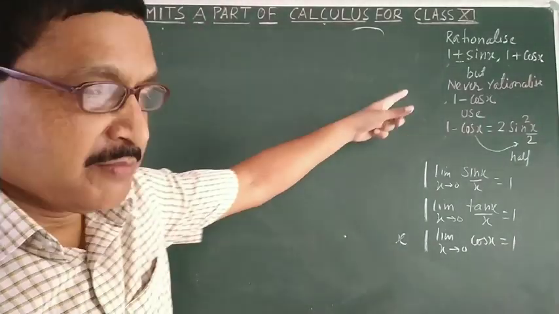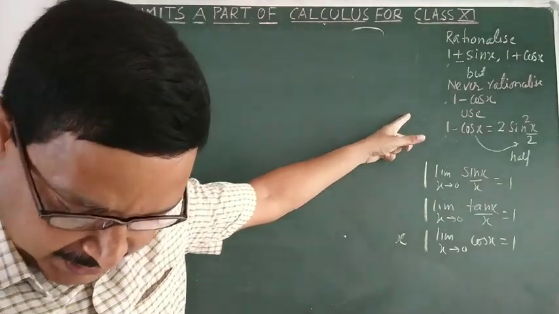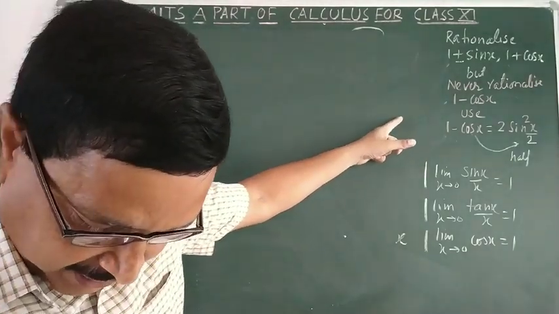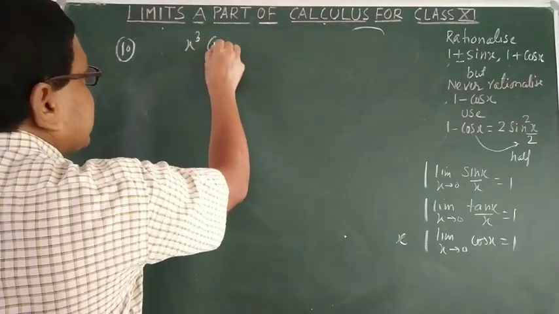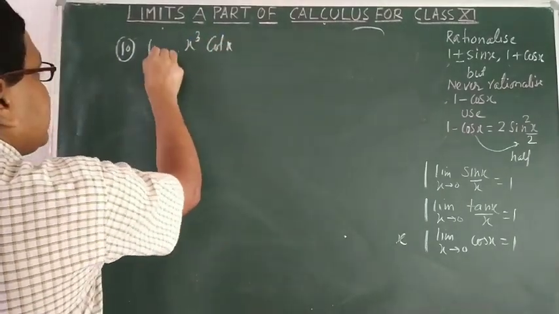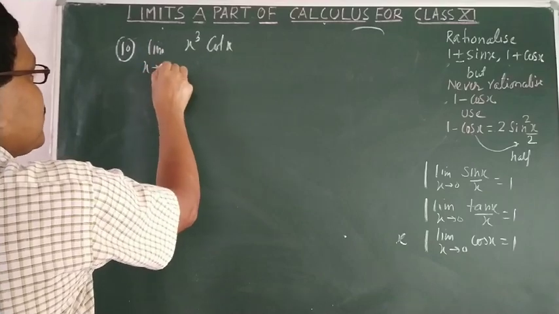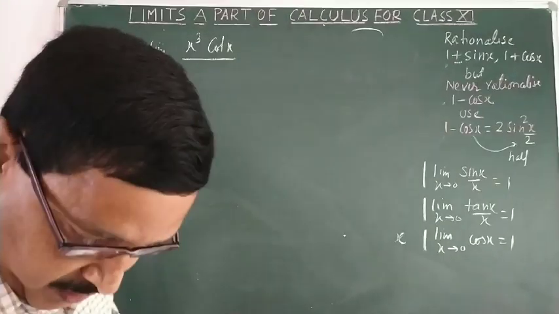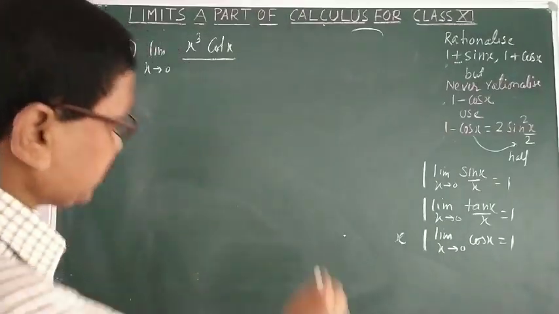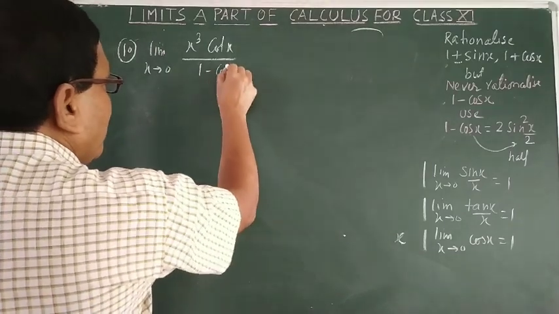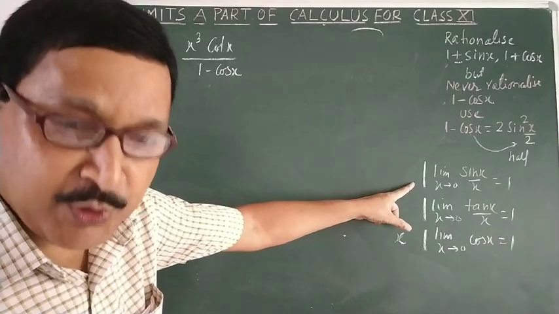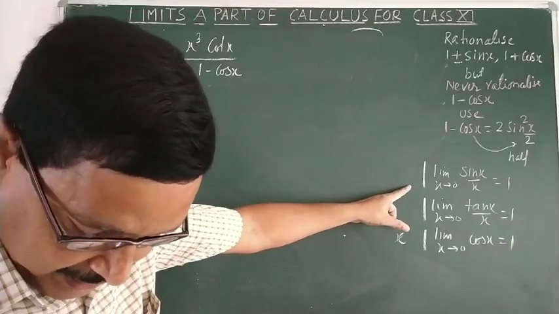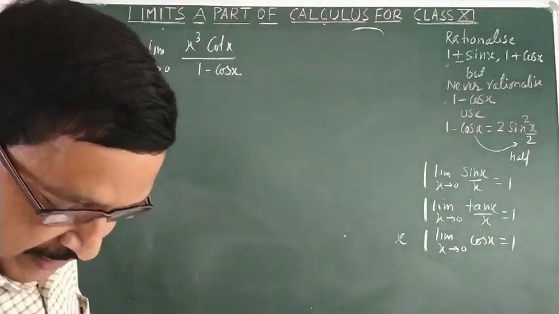Students, the rules must be maintained to give the answer successfully. The limit as x tends to 0 of x cube cot x by 1 minus cos x. Here x tends to 0, so the formula is used successfully. Let me check the question first: x cube cot x.